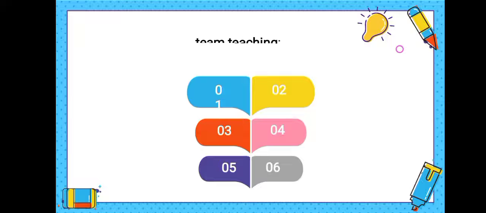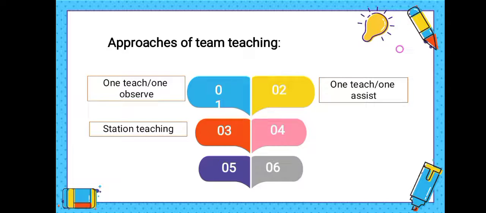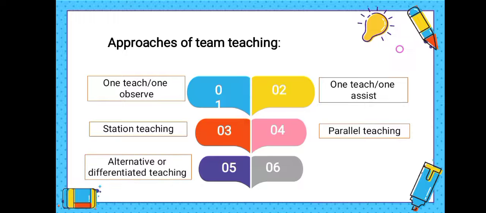There are six approaches of team teaching. First, one teach, one observe; one teach, one assist; station teaching; the parallel teaching; the alternative or differentiated teaching; and the team teaching or the teaming.